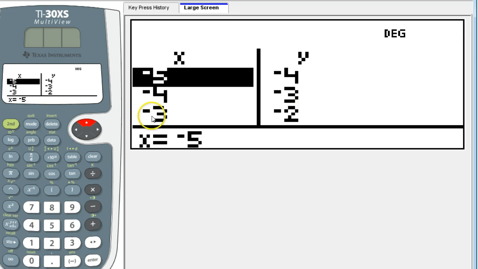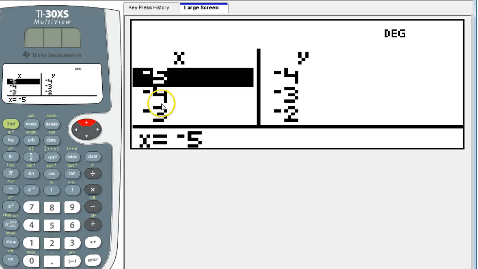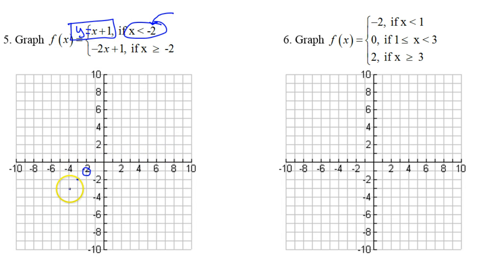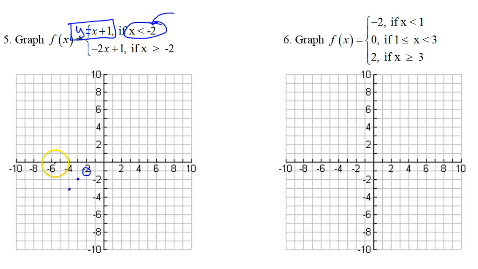So let's just plot these points. -3, -2. How about -4, -3? And how about -5, -4? Now that's plenty to see the pattern, so I'll just repeat the pattern after that. Okay, and you can see this is the exact same graph that we got the last time.